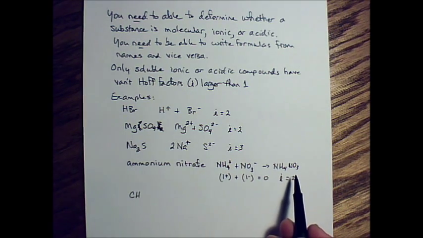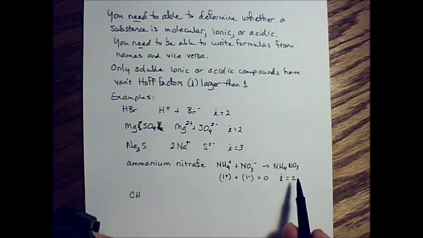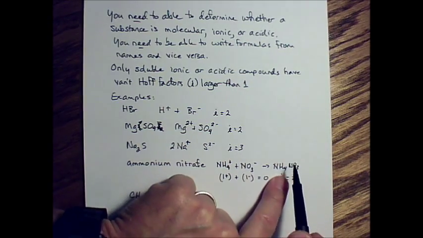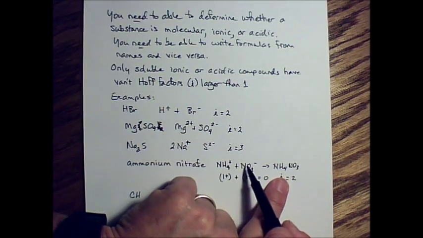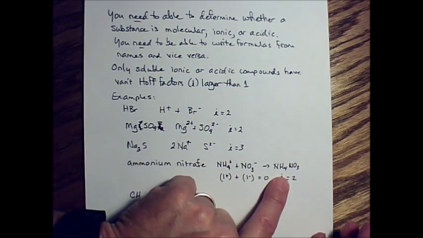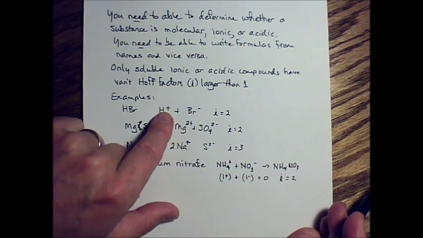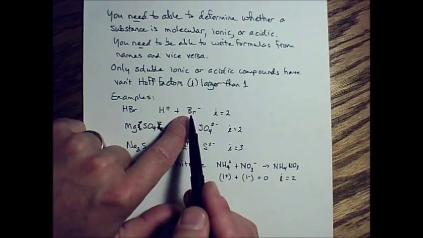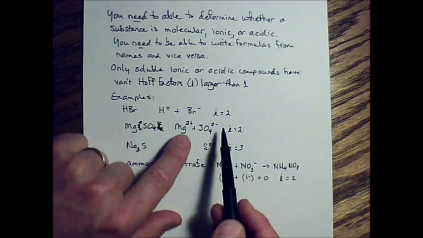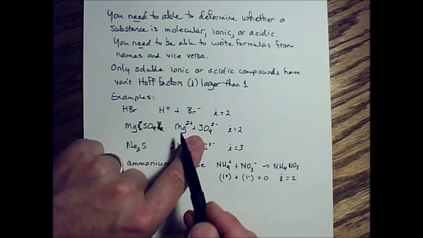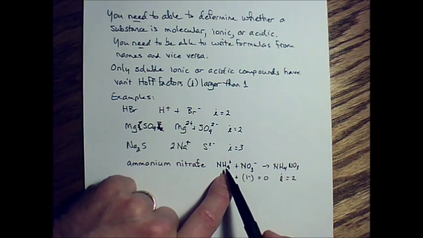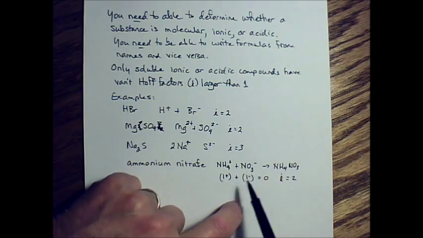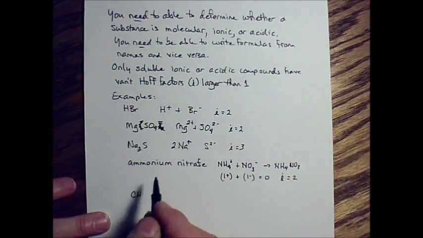Back in Unit 5, when we were learning to write ionic equations, we learned that ions break up in water. Other things don't. So the hydrogen ion from water and the bromide ion from this particular acid break up in water. The magnesium and sulfate break up in water. The ammonium and nitrate break up in water.